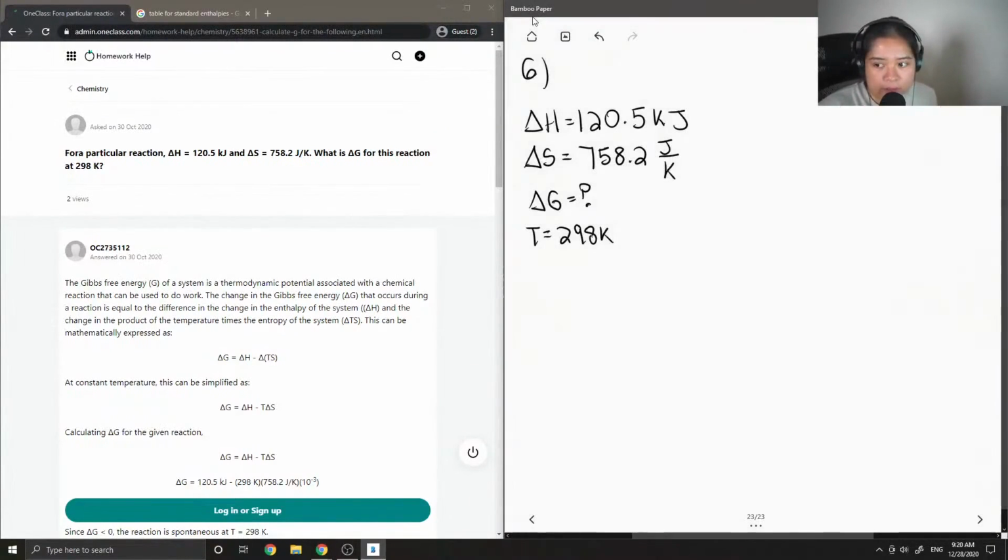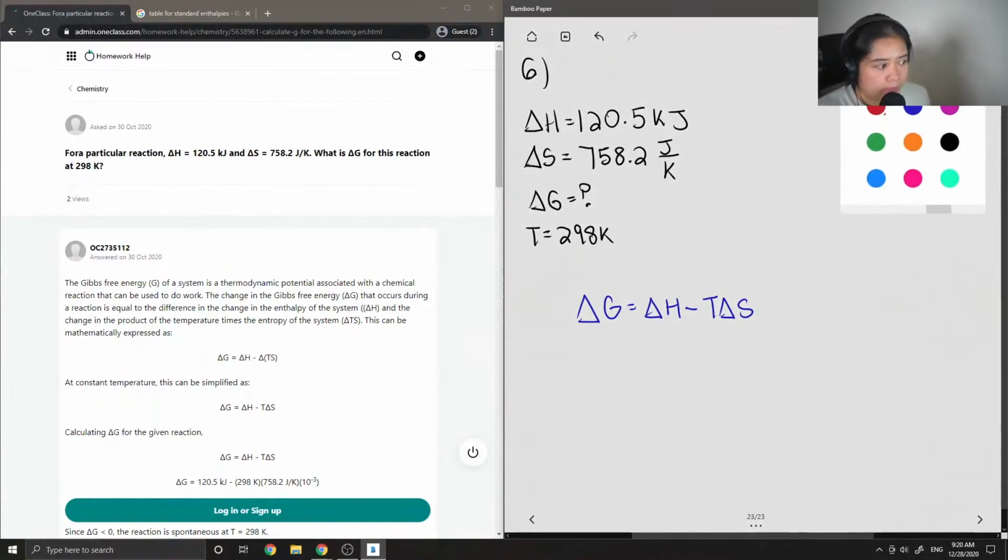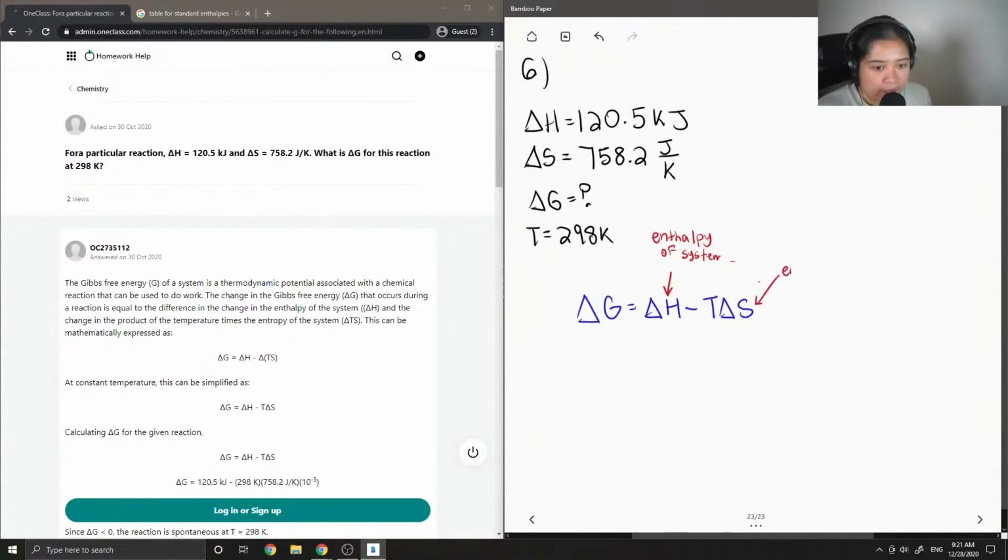Okay, so I wrote down all of the variables that were given. So to answer this question is actually pretty simple, since the delta G of formation, or the delta G of the reaction, can be calculated by taking the delta H and subtracting T times the delta S. So delta H is referred to as the enthalpy of the system. T is just temperature, and delta S is the entropy. Delta G is Gibbs free energy.